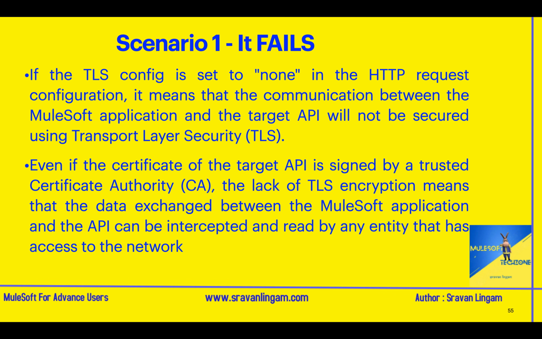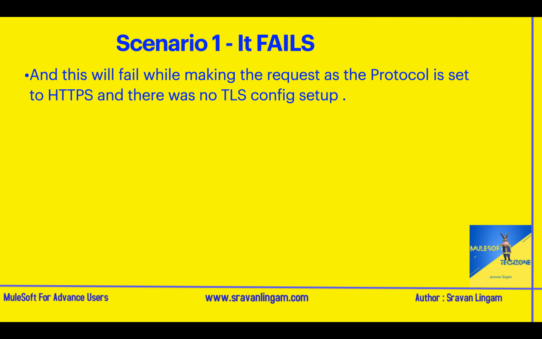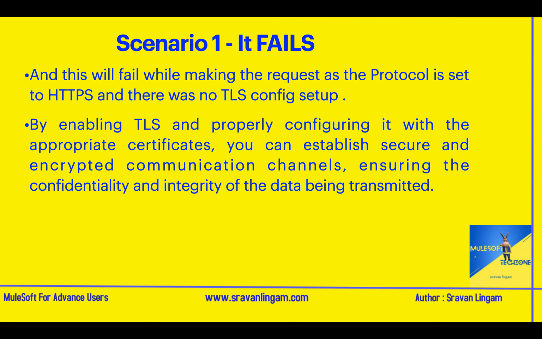Who has this access to your network. So basically, if you are setting this configuration to none and enabling the HTTPS protocol, then the application will fail. It won't be able to connect. Okay. And yep, but what is the next step?